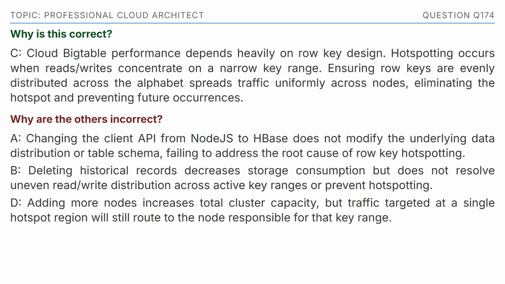Why are the others incorrect? A. Changing the client API from Node.js to HBase does not modify the underlying data distribution or table schema, failing to address the root cause of row key hotspotting. B. Deleting historical records decreases storage consumption but does not resolve uneven read/write distribution across active key ranges or prevent hotspotting. D. Adding more nodes increases total cluster capacity, but traffic targeted at a single hotspot region will still route to the node responsible for that key range.